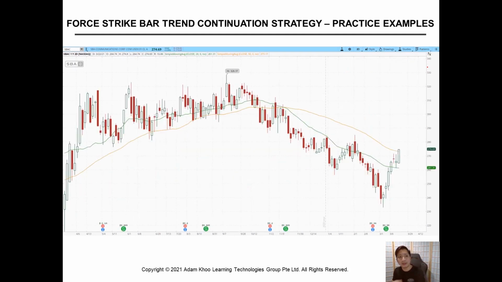And we have another one called the SBAC stock, guys. It's somewhere here. You can find a bearish false strike example over here, somewhere at the lows here. So again, you can pause the video and go and find the example.